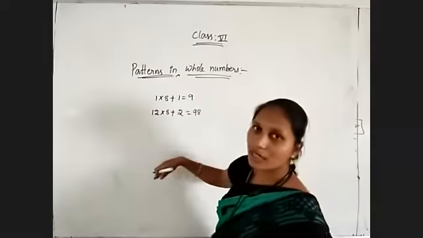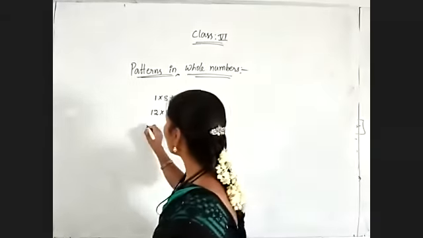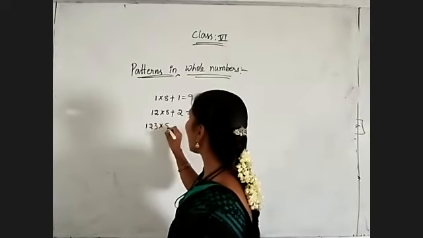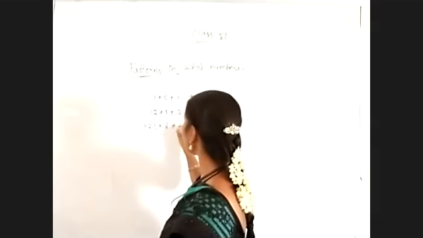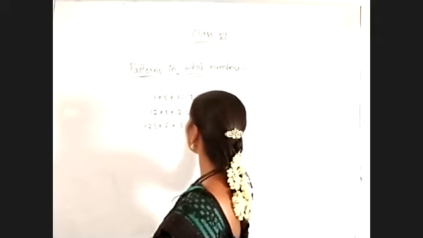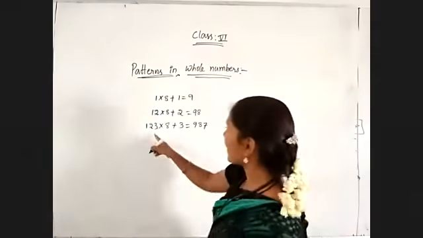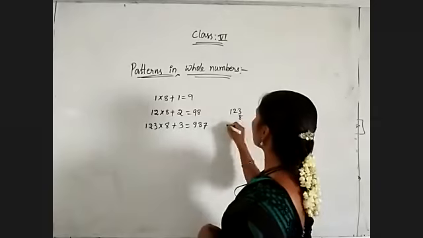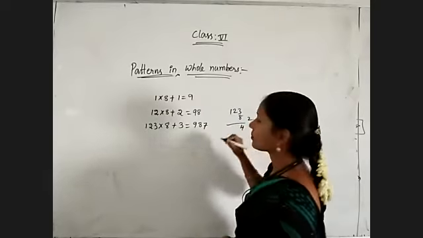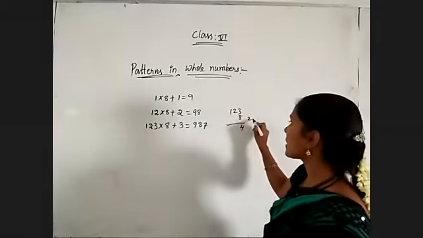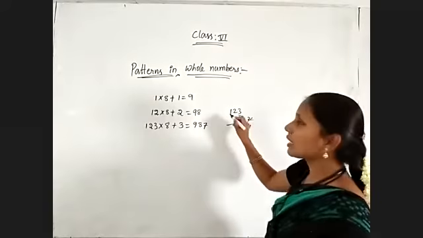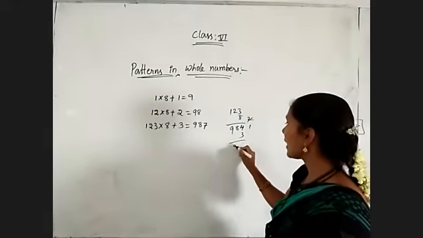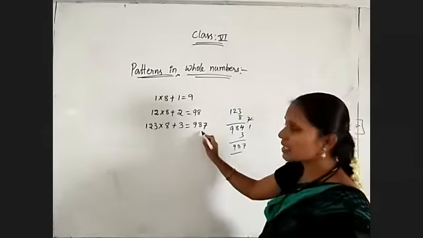Now coming to the third step. As I told you, 123 into 8 plus 3. Then we will get 987 for sure. If you have any doubts, perform the multiplication for 123 into 8. 8 3s are 24. 8 2s are 16 plus 2, 18. 8 1s are 8 plus 1, 9. 984 plus 3, 987. Did we get the same?